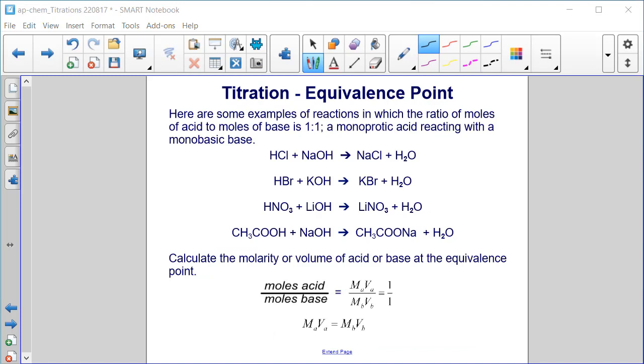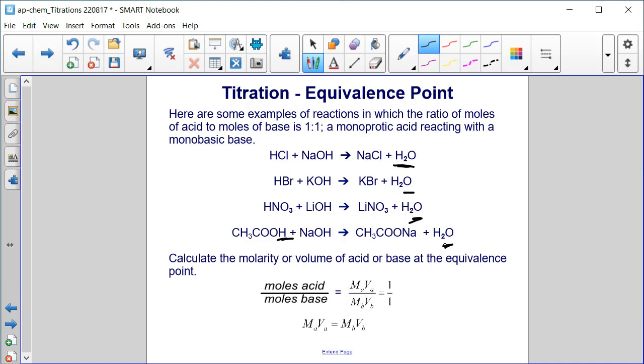Here are some examples of reactions in which the ratio of moles of acid to moles of base is 1:1. A monoprotic acid like HCl, HBr, HNO3, or acetic acid, CH3COOH. We have this 1 acidic proton reacting with a monobasic base. So see, in every case, these metal hydroxides have a single hydroxide. Okay, and that results in the production of a single water.